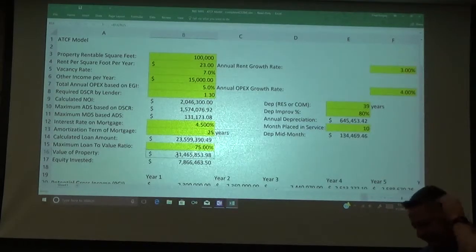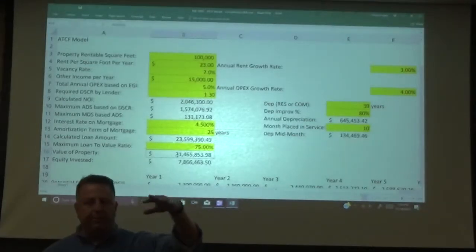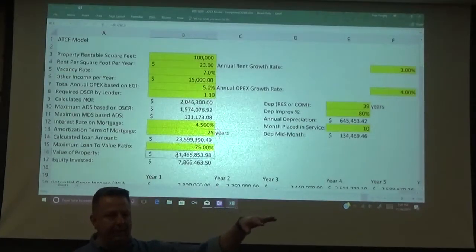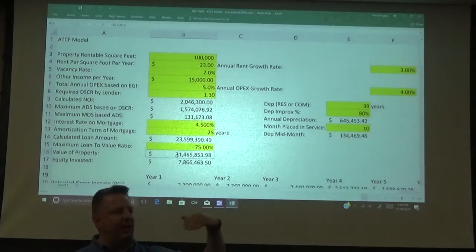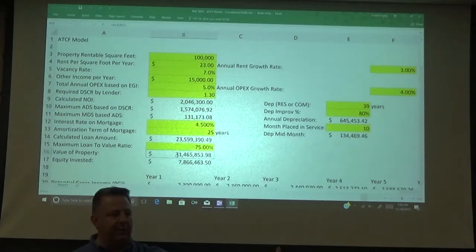Because you purchase raw land, you build a building on that raw land, but that building is not available for occupancy until maybe a year or two later. So it's technically not going to be placed into service until it's open for occupancy. That's when you get to begin collecting depreciation.